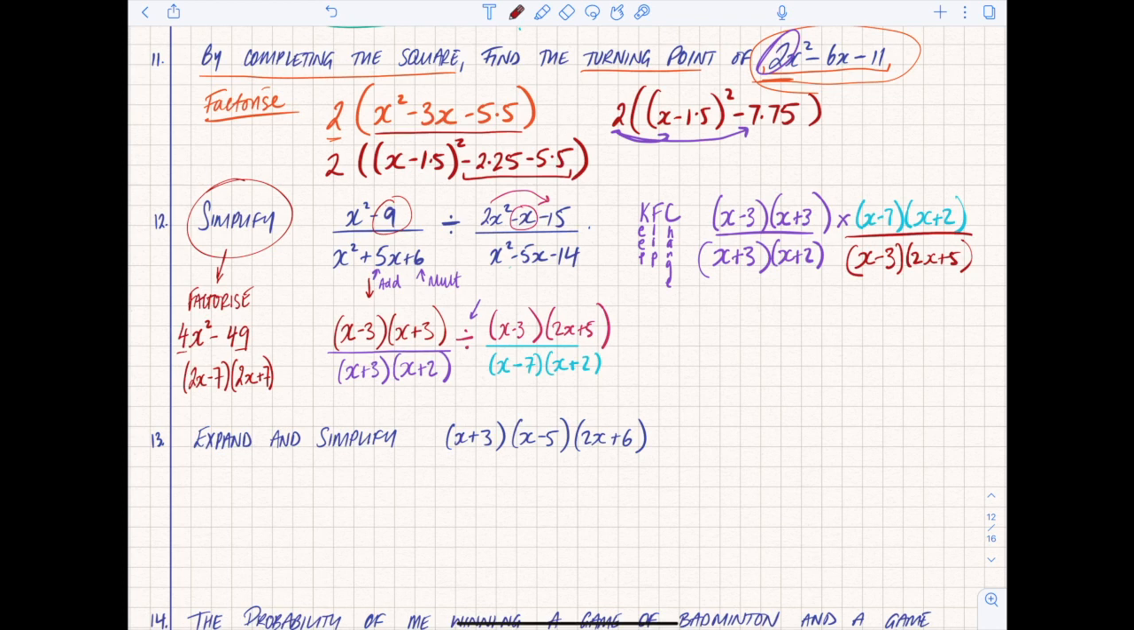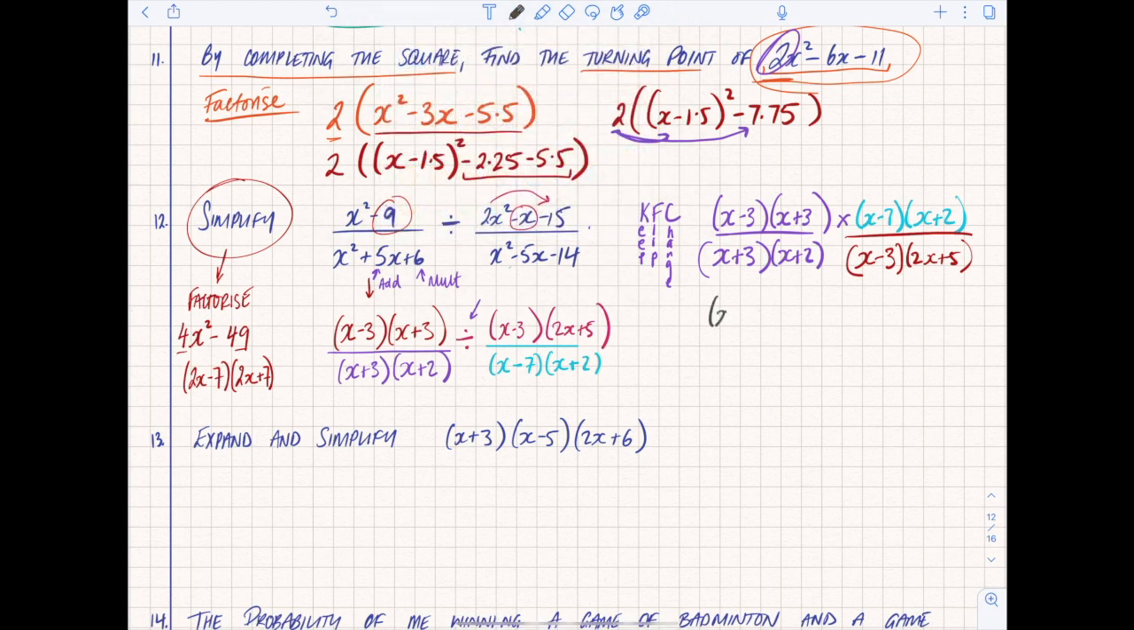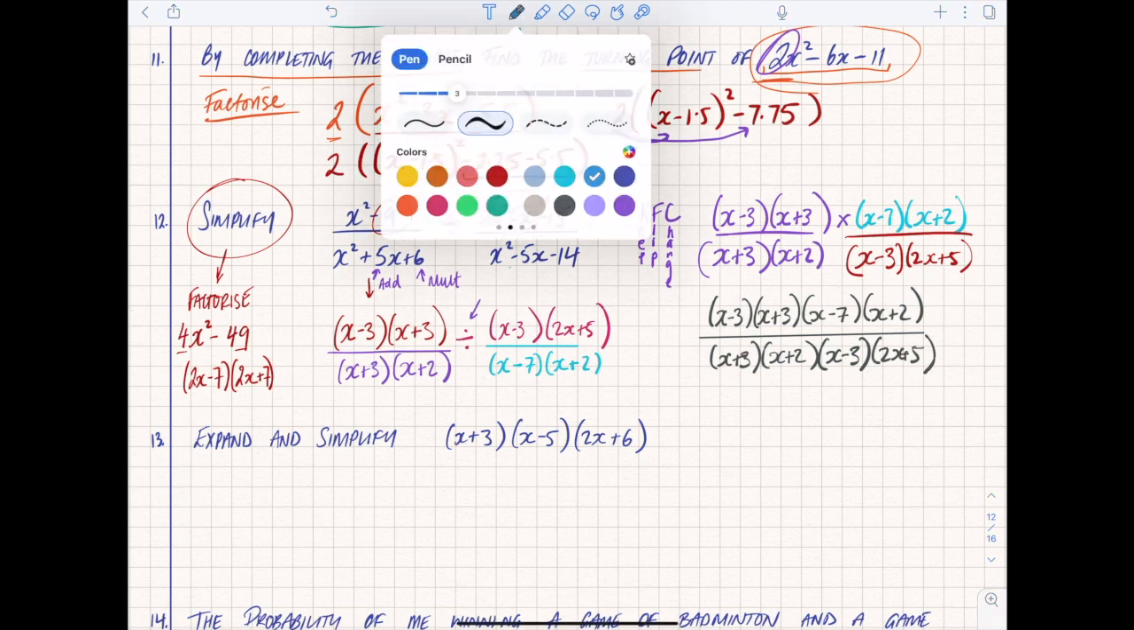Okay? Now, technically speaking, because we're timesing, what we can actually do is just write all this as 4 brackets. So x minus 3, x plus 3, x minus 7, x plus 2 is the numerator. And then x plus 3, x plus 2, x minus 3, 2x plus 5 is the denominator. And now it's a case of basically looking at what cancels out.